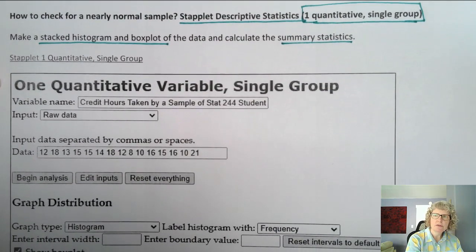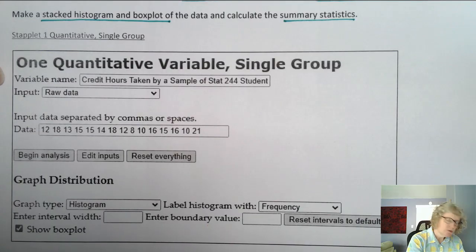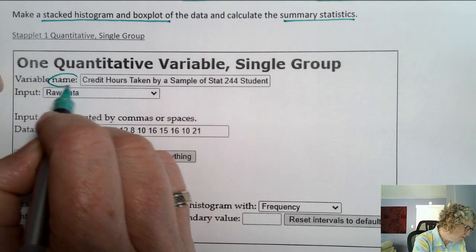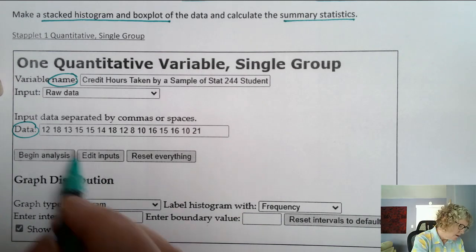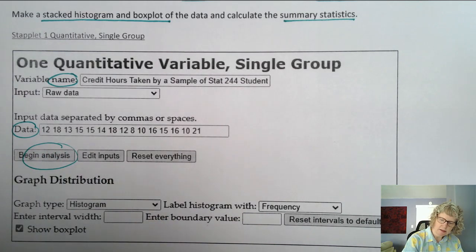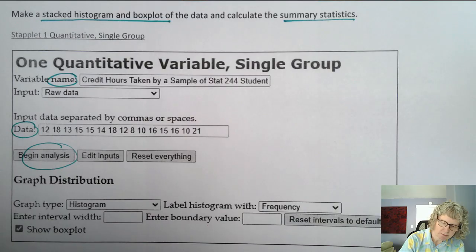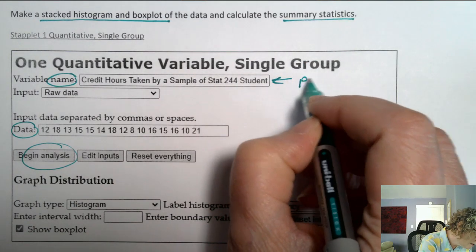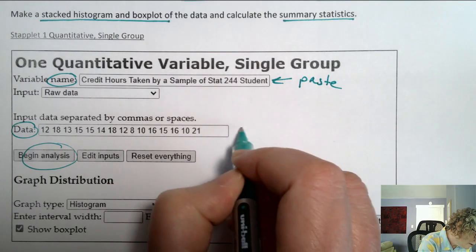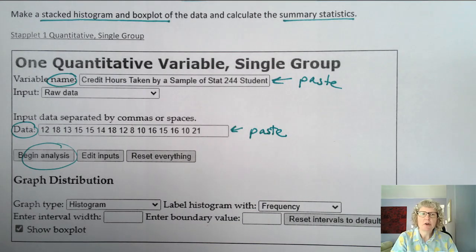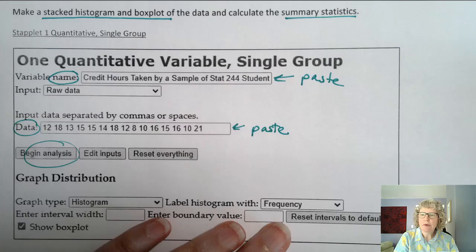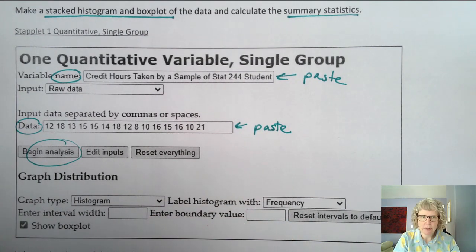Okay, so here's what we did. We entered in our variable name, and then we inputted the data, then begin analysis. So we just want to paste both of these as much as possible, especially the data, because you don't want to have a typo that changes your answer. And you can copy these also right over from MyOpenMath when you're doing your homework, okay?